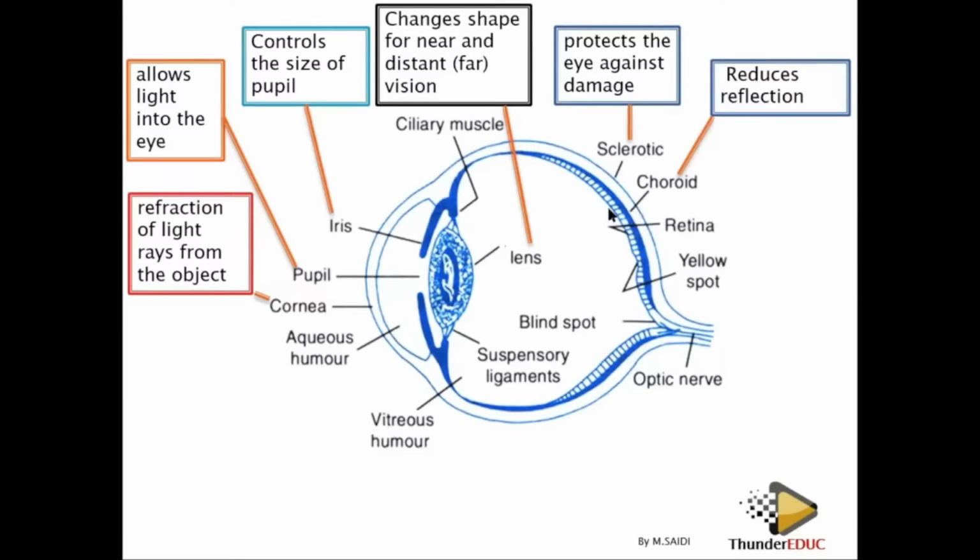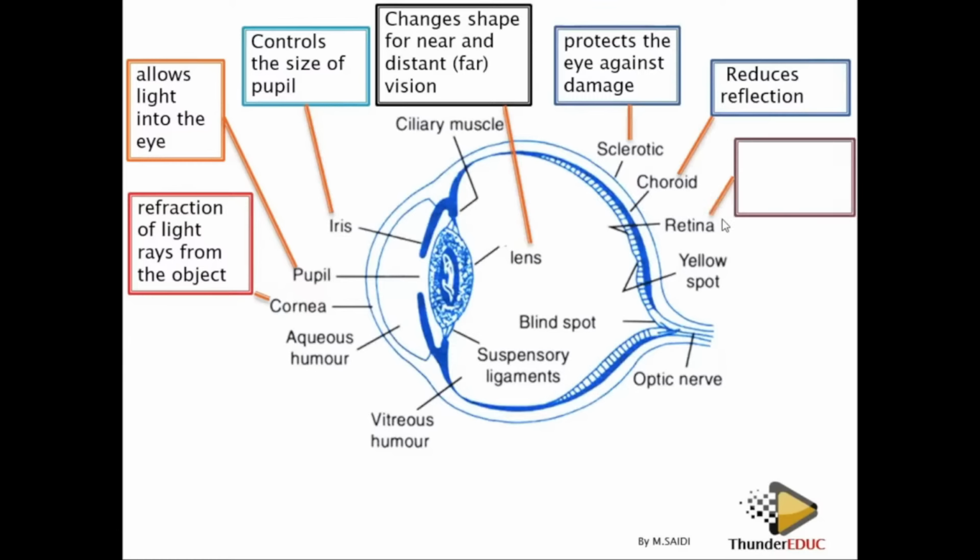When the light rays come, they are being focused on the retina. Some of it tries to go through, so it should be reflected back. The function of this choroid is that it tries to absorb that light so that it's not reflected back to bring about different images in the eye.